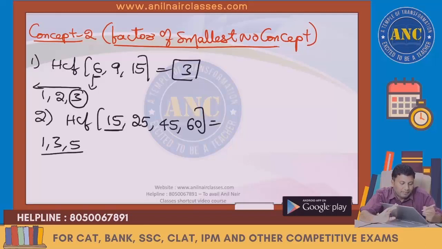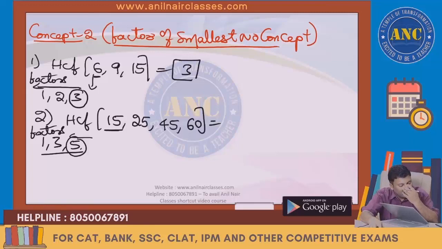1, 3, 5. These are all the factors of 6. Go from highest to lowest. 5. 5 will divide 25, 5 will divide 45, 5 will divide 60. Answer is 5.